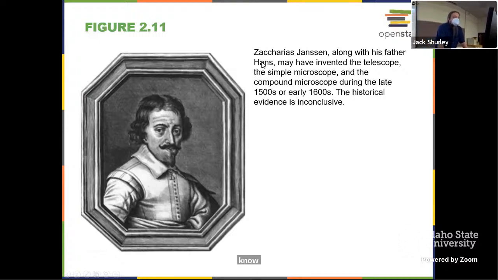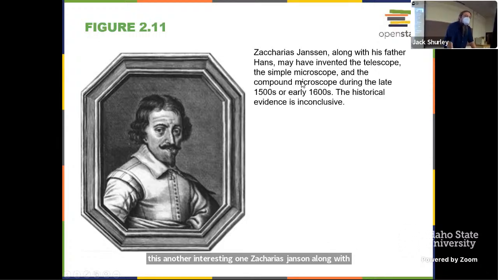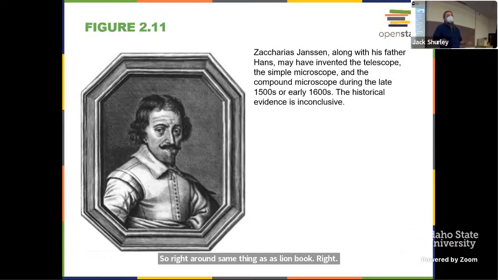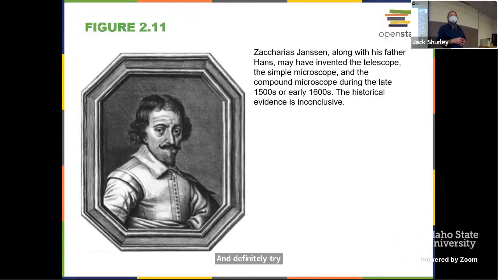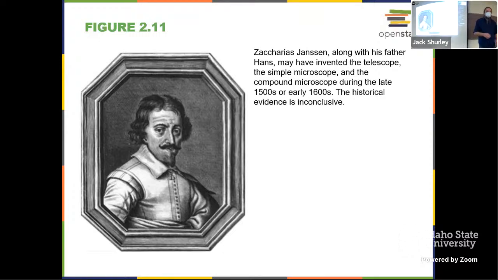This is another interesting one. Zacharias Janssen, along with his father Hans, may have invented the telescope, the simple microscope, and the compound microscope during the late 1500s or early 1600s, right? Although some of this is inconclusive, all right? So right around the same time frame as Leeuwenhoek, and definitely trying to produce similar sorts of images as we start thinking about moving into visualizing this realm of the unknown.